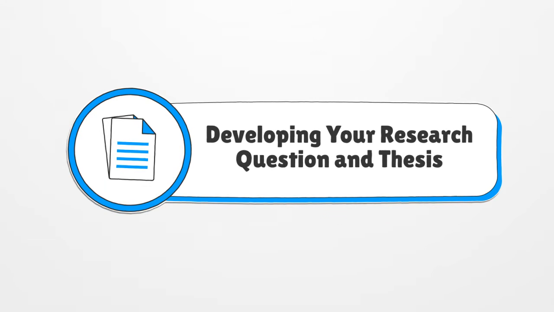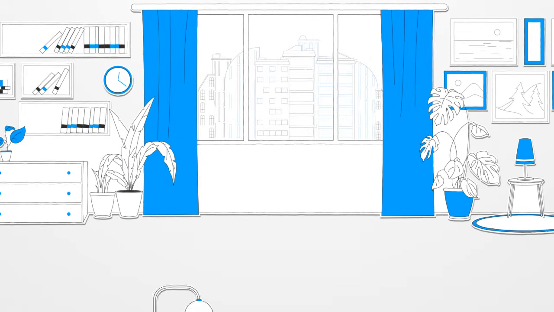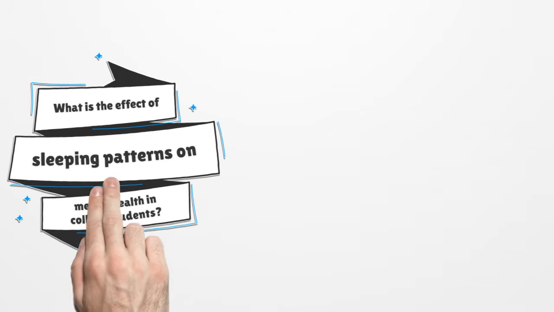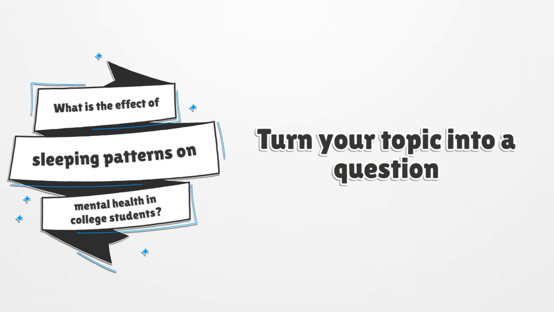Choosing a topic that's not too broad and not too narrow is important, but you're not quite finished. Your topic isn't the same as your research question or thesis. Instead, you'll use your chosen topic to develop your research question and thesis. Let's say you want to research the topic on sleeping patterns. Your topic is sleeping patterns and mental health in college students. You could turn that into a research question, like what is the effect of sleeping patterns on mental health in college students?